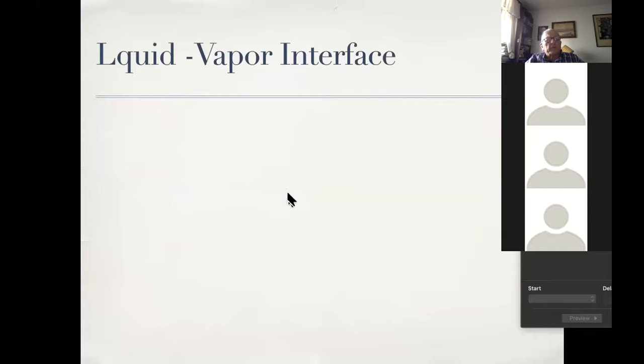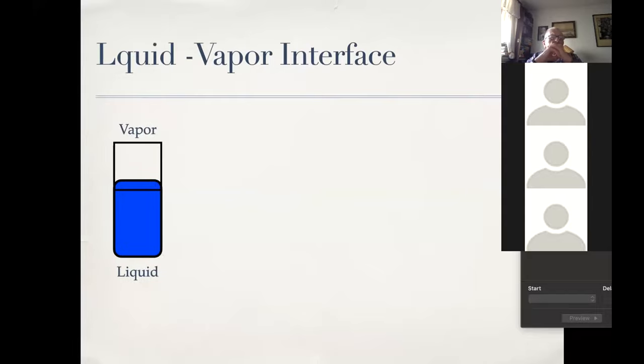think for a while about what the properties of the liquid vapor interface are. This is the kind of picture. We have a liquid, and above the liquid, if the liquid is put in a container which is in the gravitational field, it is easy to see the situation: the liquid, which is heavier, is on the bottom and the vapor, which is lighter, is on the top. And the region in between the liquid and vapor is called the liquid vapor interface.